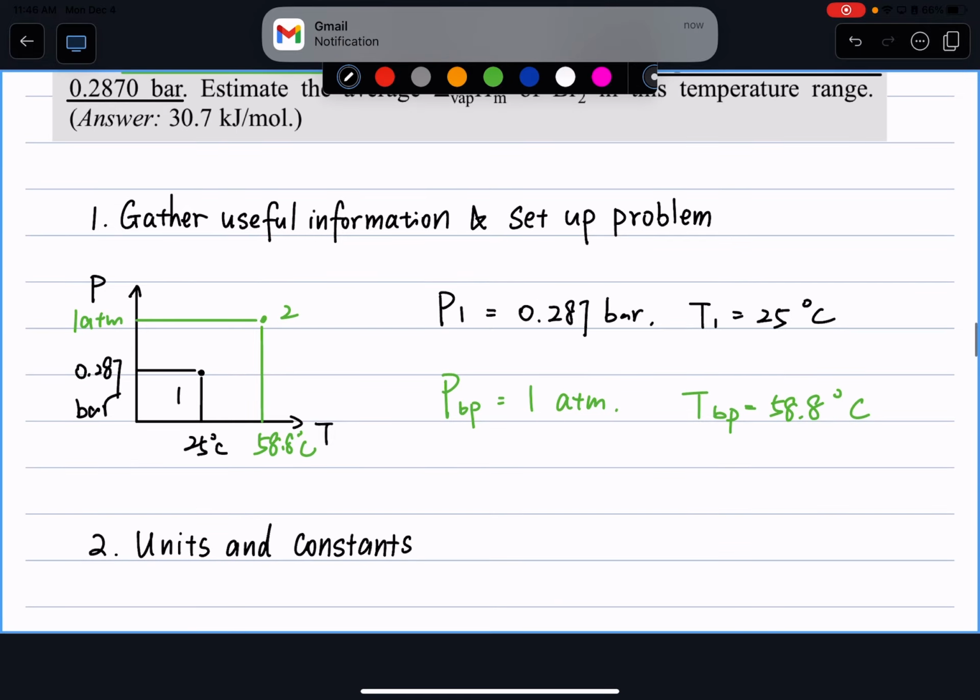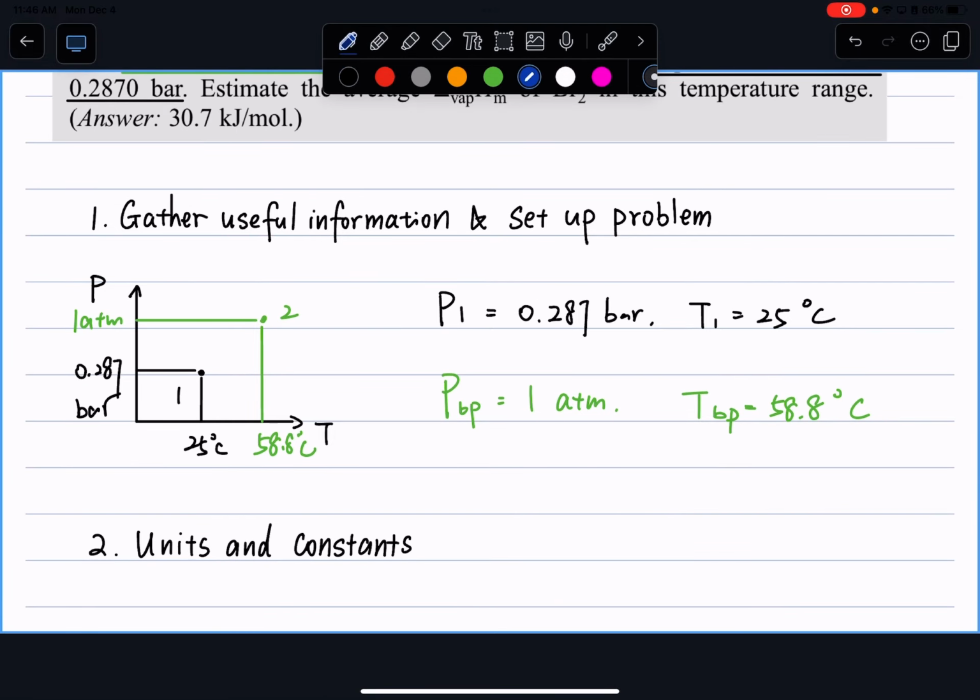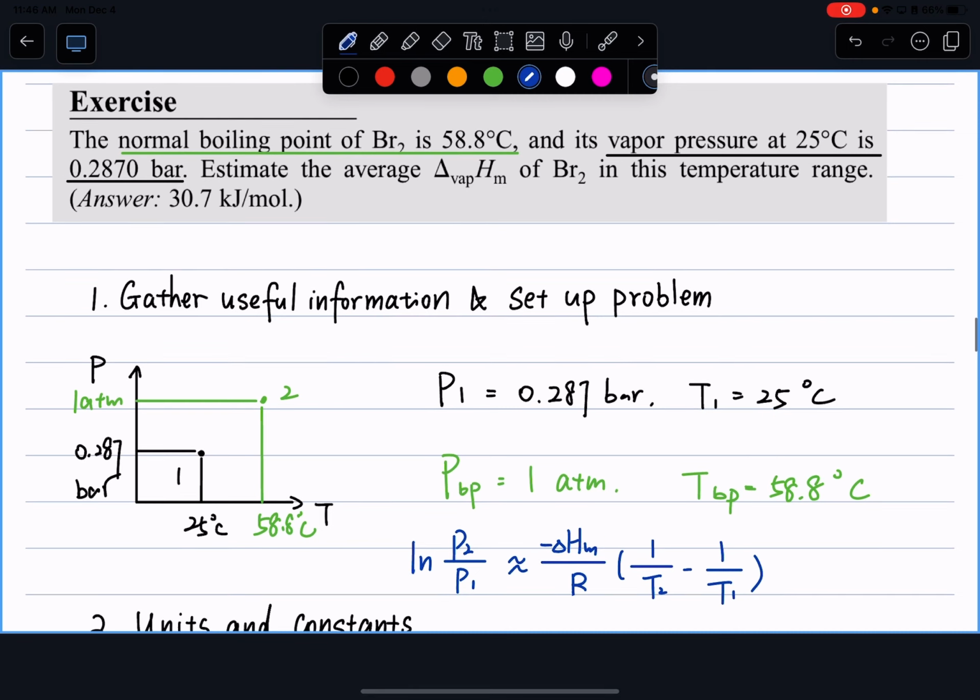But nevertheless, let's just write out the equation we'll be using. That's our Clapeyron equation: ln P2 over P1 roughly equals negative delta Hm over R times 1 over T2 minus 1 over T1. And here, this delta Hm is what we're looking for in that original equation. So that's defining the problem using whatever we know. All right, that's the first step of any problem solving.